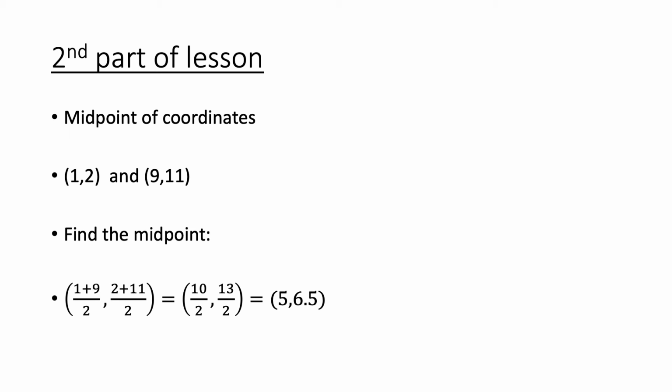So 10 divided by 2 gives me 5. 13 divided by 2 gives me 6.5. So my answer is 5 and 6.5, or 5 and 13 over 2. Either way, these are all accepted as part of your answers. So that is how I work out midpoints of these coordinates.